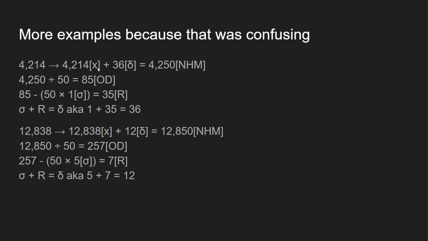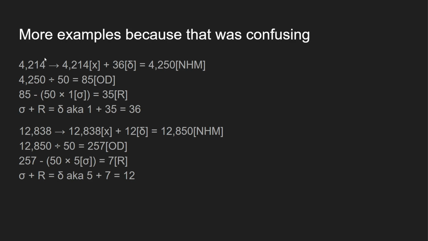So now we're going to subtract 50 from 85, our original divisor, as many times as it takes to get to a number that is between 0 and 49. In this case, we only need to subtract once. 85 minus 50 times 1 sigma, because that's the amount of times we subtracted, is going to give us 35. So 35 is our remainder. And look at that. Sigma plus r does indeed equal delta. 1, which is our sigma, the amount of times that we subtracted 50, plus 35, which is our remainder after we did the subtraction, equals the delta, which is 36.